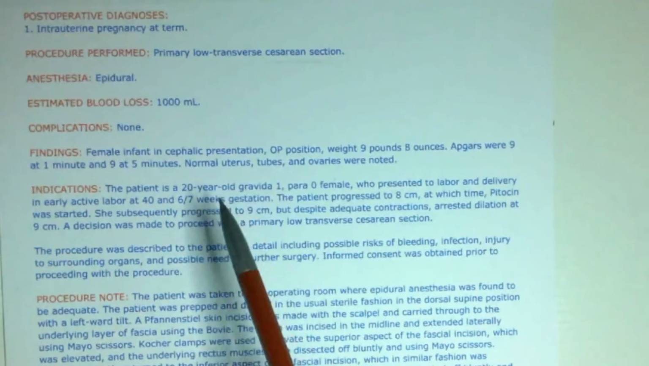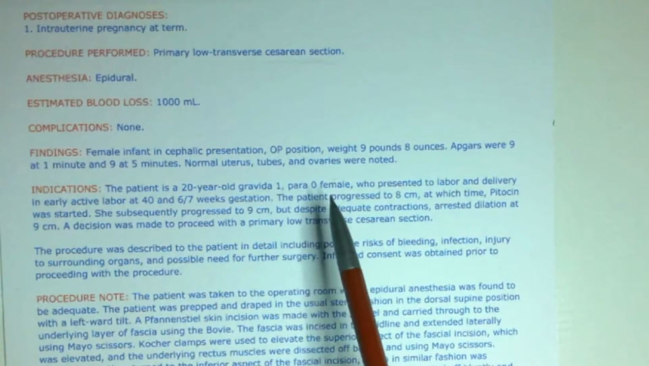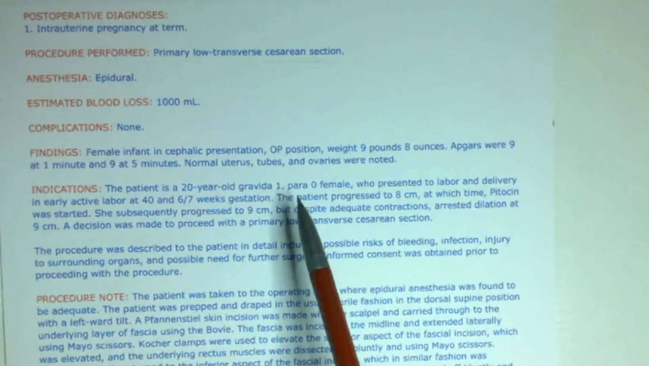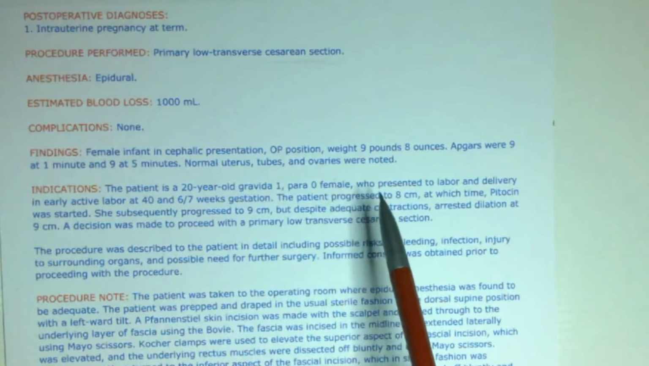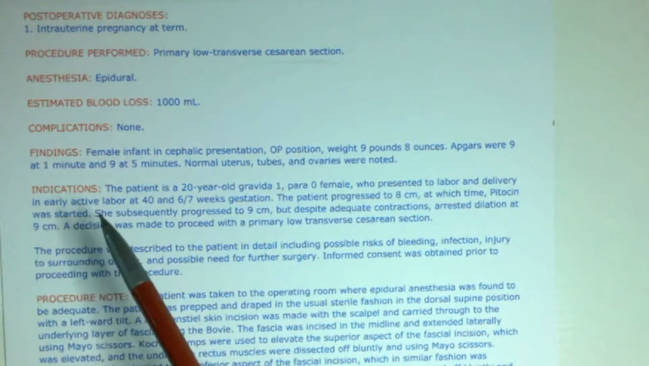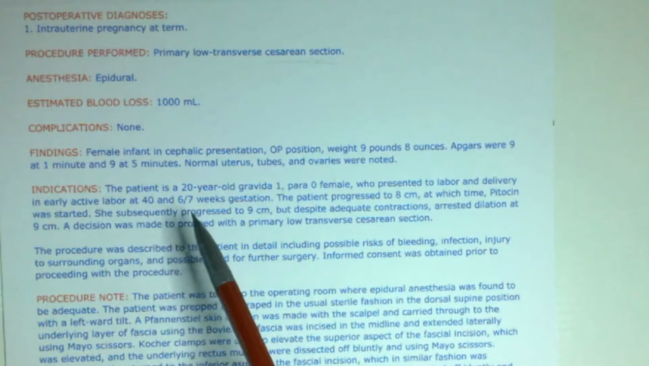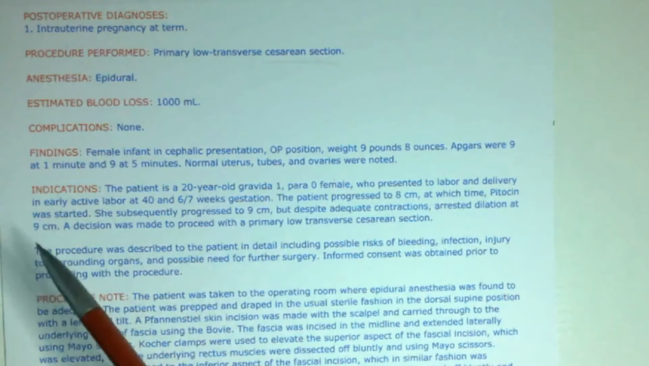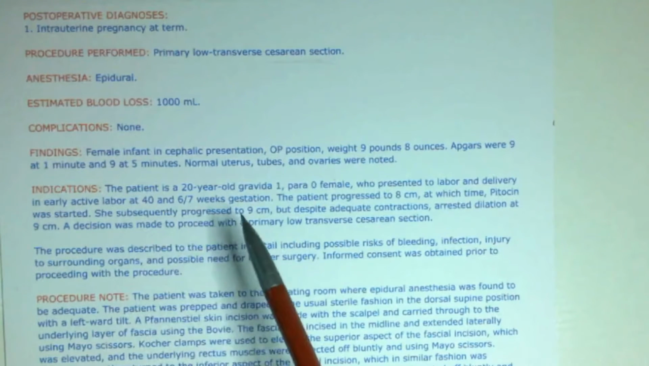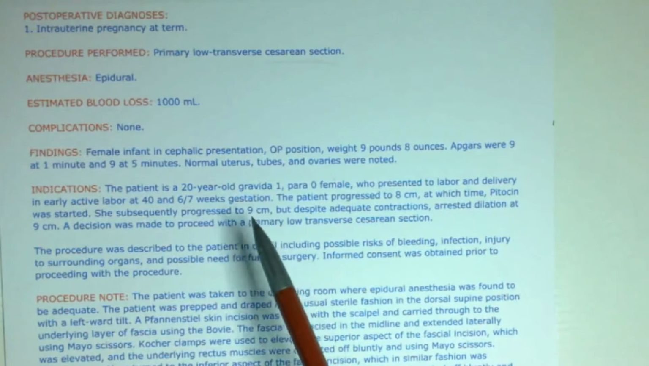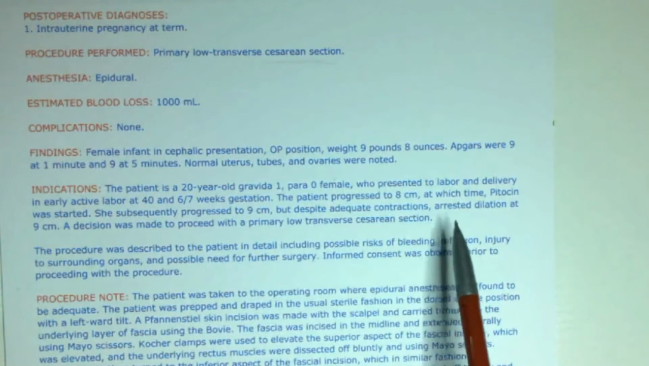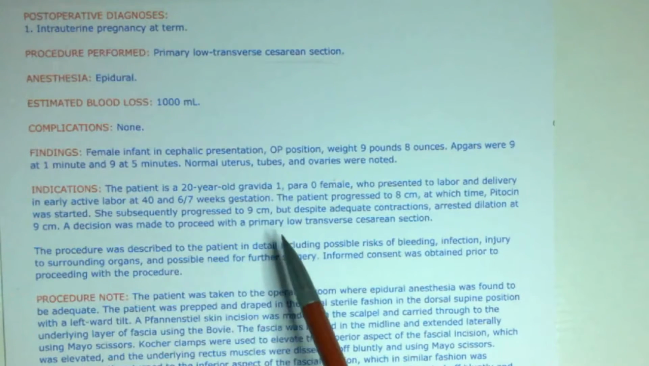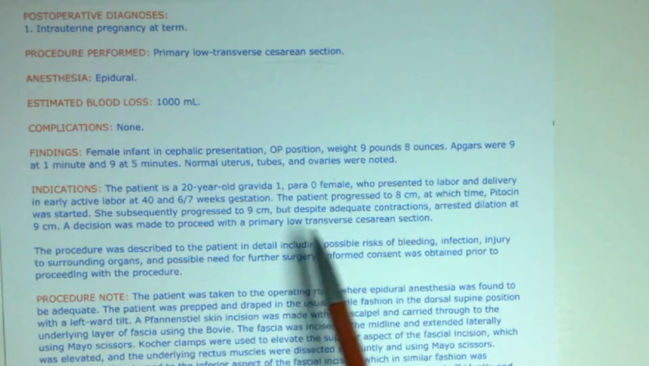Patient is a 20-year-old gravida 1, para 0 female. So the gravida is the times the patient has been pregnant. Para is the number of times they've given birth. She presented to labor and delivery in early active labor at 40 and 6/7 weeks gestation. Patient progressed to 8 centimeters, at which time Pitocin was started. She subsequently progressed to 9 centimeters, but despite adequate contractions, arrested dilation at 9 centimeters. Decision was made to proceed with a primary low transverse cesarean section.